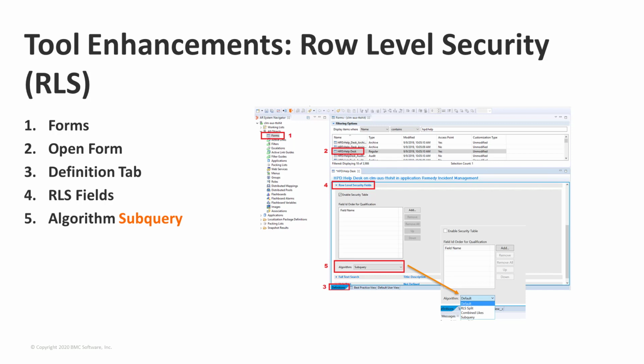And on here, you need to select Subquery. You need to change from default to subquery, and this will automatically create a copy of the HPD Help Desk into an inherited permission table that will allow better access and increase the performance. So these are the steps. I will not go that deep on this, but more information will be added at the end of this presentation.